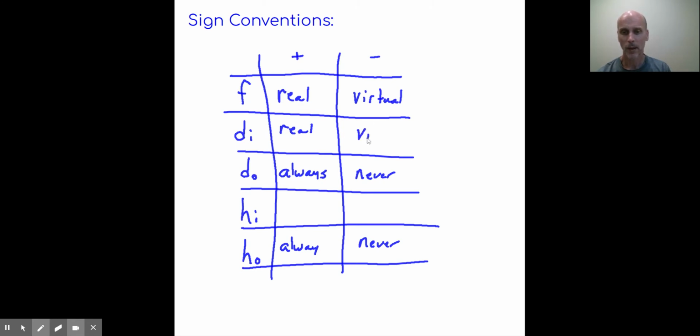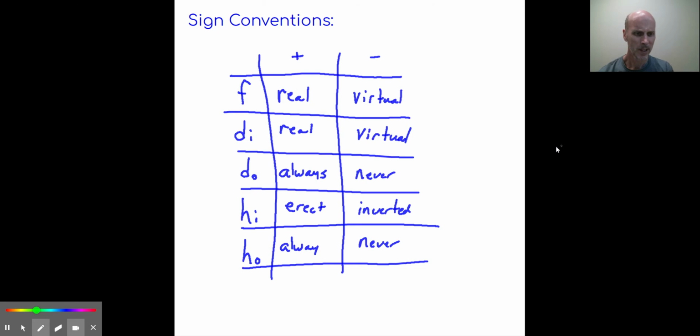If the image itself is virtual, not the focal point now, but if the image itself is virtual, it would be a negative one. When it comes to HI, it's a little easier. If it is erect, so when you do a ray diagram and you end up with a positive height to the image, when the image is above the principal axis, then we'll say HI is positive. If it is inverted, HI then is negative.